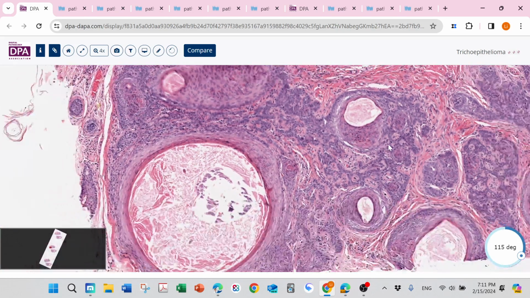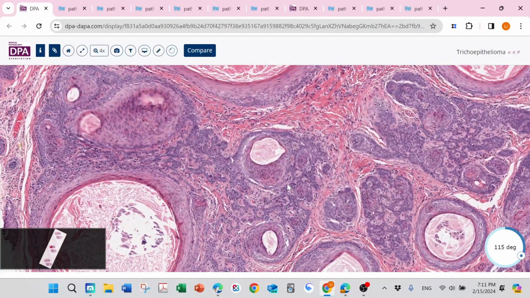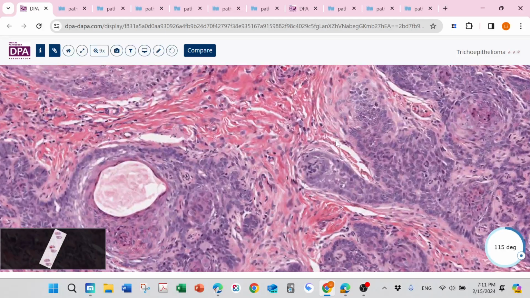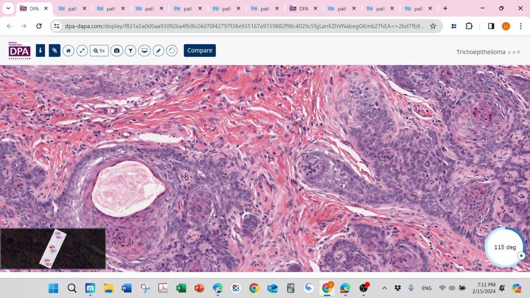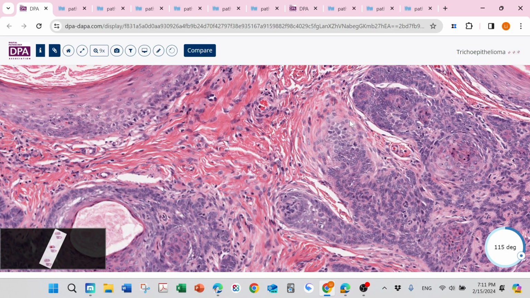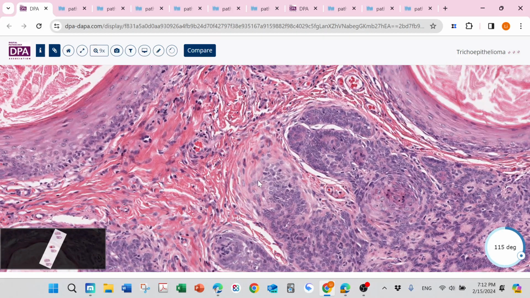And then there is a classic feature why we are sure this is trichoepithelioma, because we have this kind of structure, basaloid cells surrounded by these spindly mesenchymal fibroblast-like cells. We call this the papillary mesenchymal body. When we have this papillary mesenchymal body, that is trichoepithelioma.